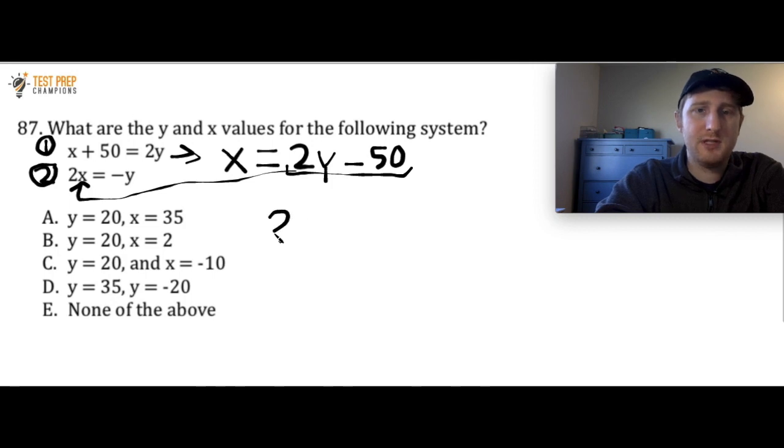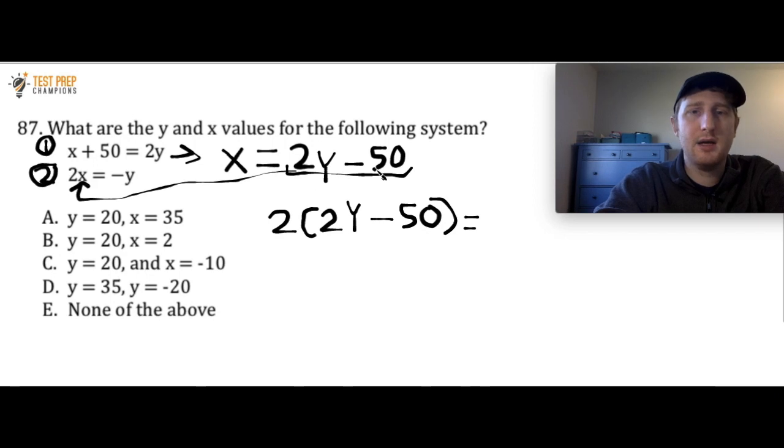Okay, so if this is confusing, don't worry, because this is tricky for a lot of students. Let me just break this down nice and slow here so that you can understand how this works. All I did, again, was take the first equation and rearrange it to get x by itself. Then I came down here into the second equation, and I took this x and replaced it with 2y minus 50. So hopefully that makes sense.